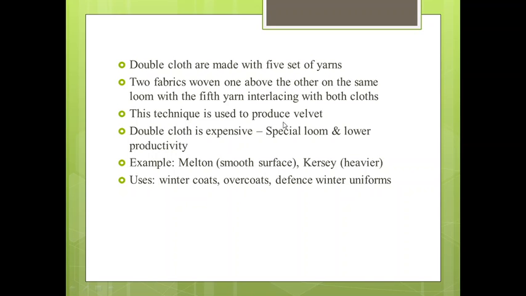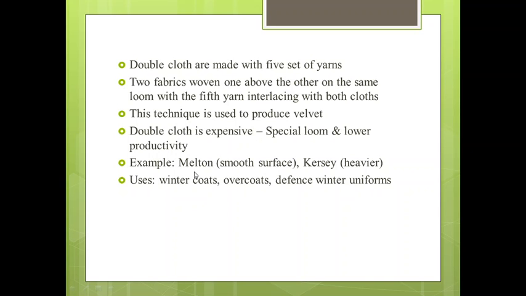This technique is used to produce velvet, and this double cloth is expensive because special looms you have to employ, where there is a provision to use 2 warp beams and shuttle box mechanism for 2 series of weft threads, and because of the lower productivity these double cloths are expensive.